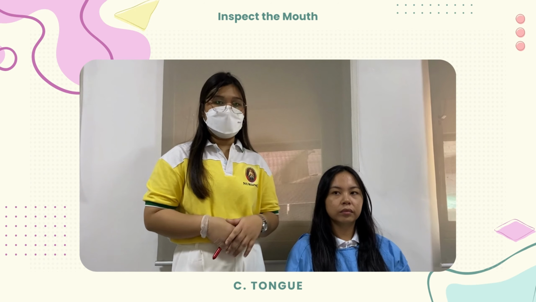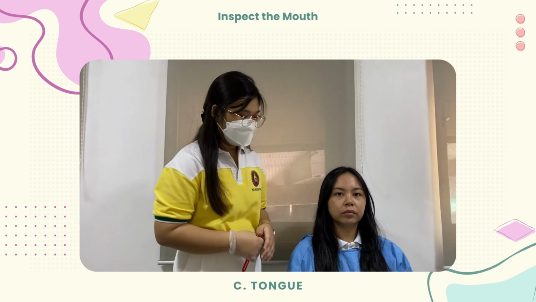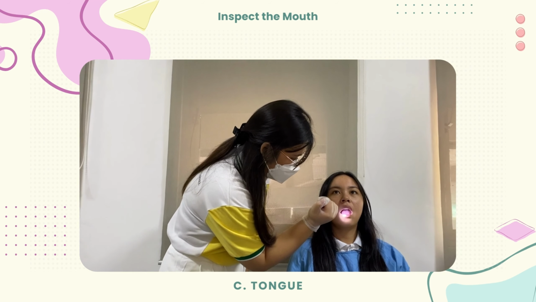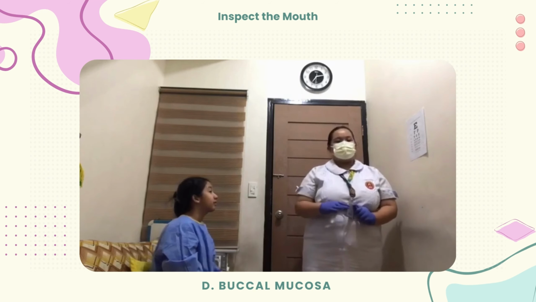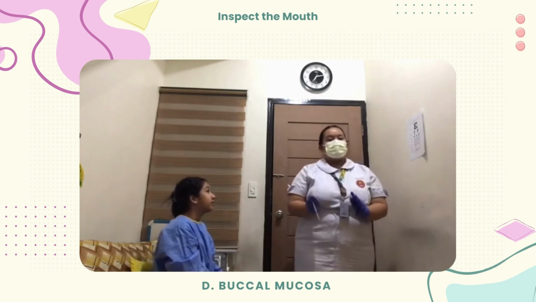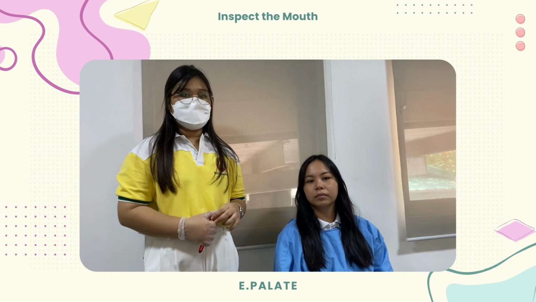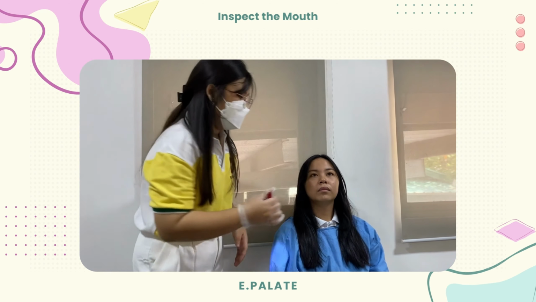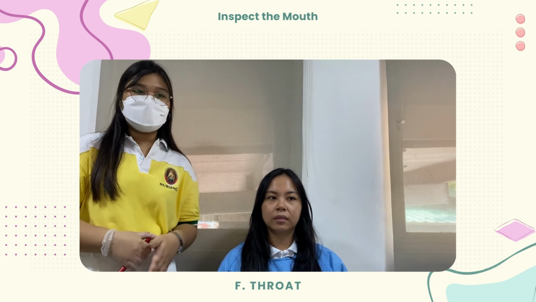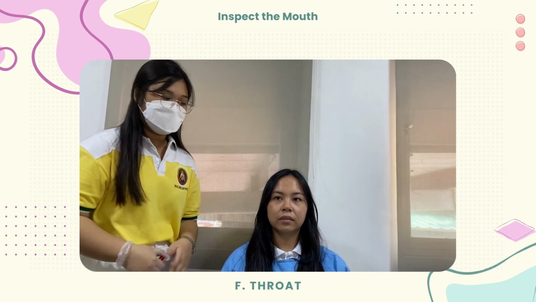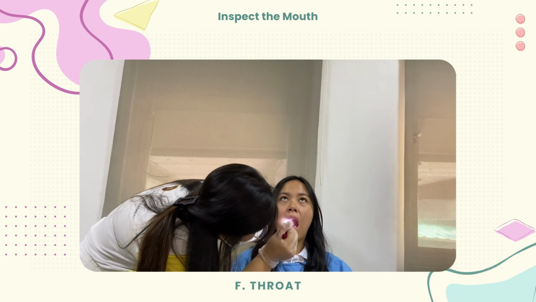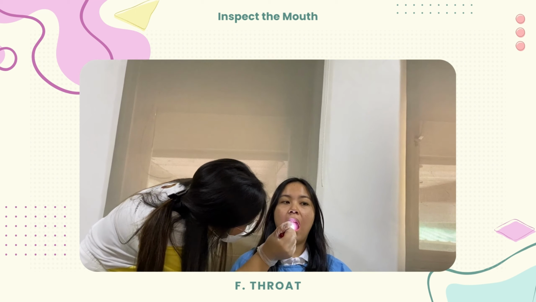The tongue. Check for the color, the surface characteristics, and the moisture. Inspect also the buccal mucosa for color, nodules, or lesions. The palate. Shine your light up to the roof of the mouth and the throat. With your light, observe the oval, rough-surfaced tonsils behind the anterior tonsillar pillar.